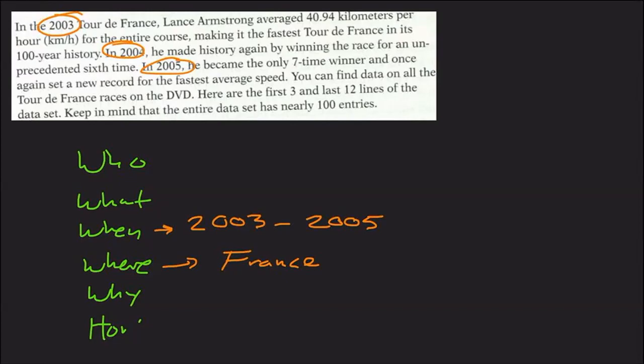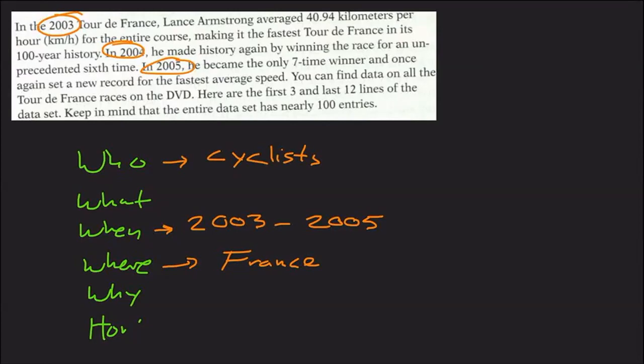And who? Let's see, so Tour de France races. So based on this scenario, it sounds like the data that we have is on the different cyclists, is that the word? The different cyclists that we have in the races. So who are we collecting data on? We're collecting data on the different cyclists, the different racers.